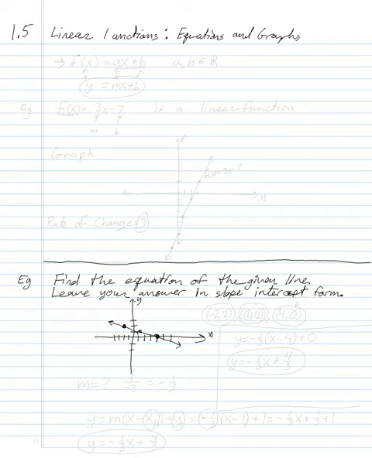Welcome to section 1.5, linear functions, equations, and graphs. The initial definition for this section is on page 29, definition 1.13. A linear function is any function that can be written in this form: f of x equals ax plus b, where a and b are any real numbers.